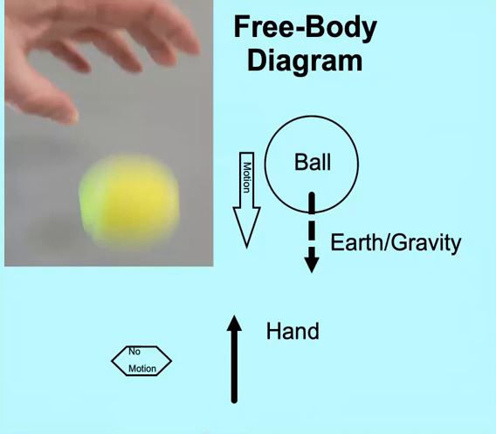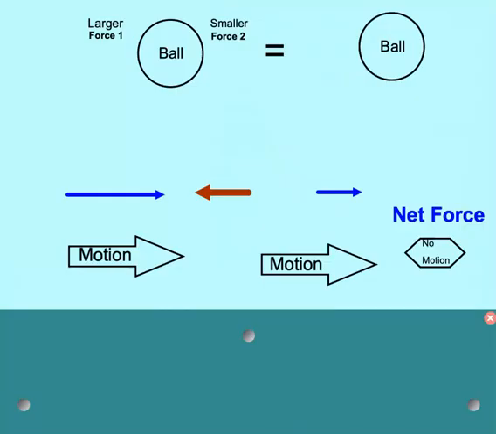So that's a free body diagram of the ball falling once it's been released. Now sometimes we have two different forces acting on an object that are not the same magnitude or strength. So that's what this is going to indicate. And our free body diagram will allow us to figure out what's going on. Is the ball moving or is the ball not moving?